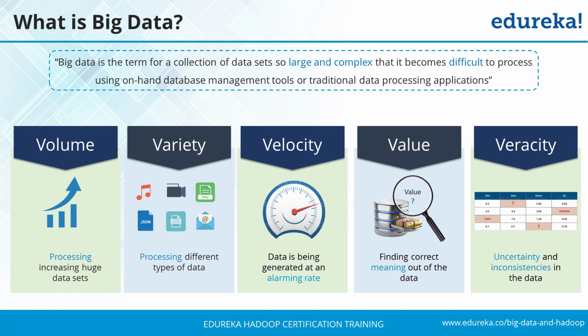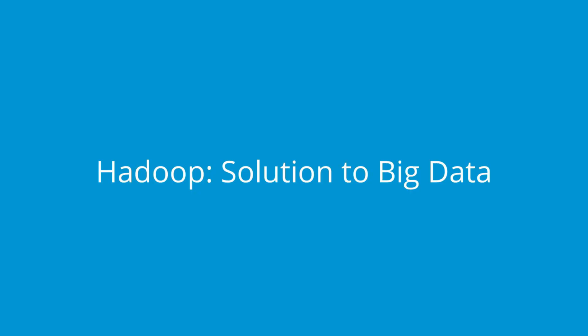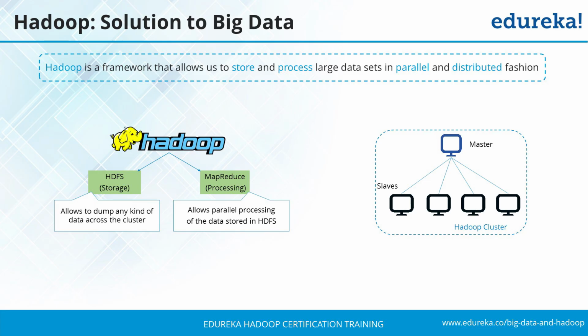So these are the 5 Vs that constitute your big data, and every big data has at least these 3 characteristics of volume, velocity, variety, and then some more Vs have been included by other industry analysts to define big data itself. So Hadoop is the solution to big data. When we talk about the solution, Hadoop is a framework that allows us to store and process large data sets in a parallel and distributed fashion.